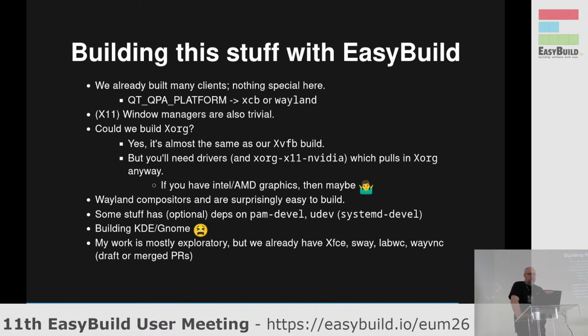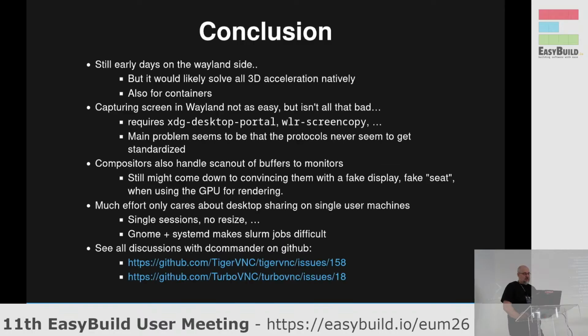We have a few steps to build all of this with EasyBuild. In fact, most of it is merged. You can build the stuff that's been merged already, and it will work to run that little demo setup I had before. I'm not too keen on building KDE and GNOME. It's just pain. But Xfce wasn't too bad. But Sway and WayVNC are surprisingly easy to build. Actually, it's barely anything. We already built most of the stuff we need with X11 bundles and stuff like that.